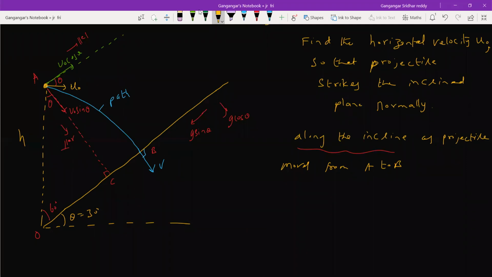Okay, write the equation. So final velocity will be 0 here, because it is striking normally at the incline, is equal to u cos theta minus g sin theta into time of flight. So what is the time taken to move from A to B? It is u cos theta by g sin theta. Let this be equation 1.